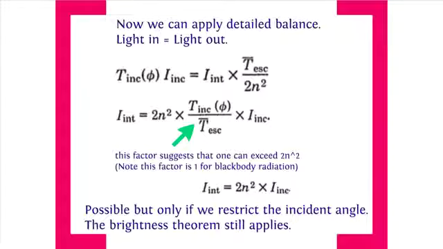Now we apply detailed balance. Light in equals light out. So the input is the incident intensity multiplied by the transmission efficiency, as we said before, because we have Fresnel reflection. And the output is the interior intensity multiplied by, again, the probability of escape, which is the Fresnel reflection. So we can now rearrange this equation and come up with a factor. In this equation the interior intensity is 2n squared times this factor.